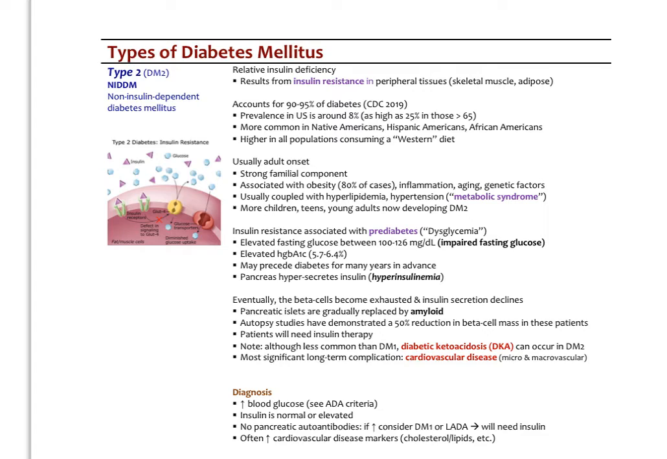Now, type 2 diabetes, DM2, again, an older acronym is NIDDM, non-insulin dependent diabetes mellitus. This is much more common, and this results from peripheral insulin resistance, typically in skeletal muscle and adipose tissue. And this accounts for up to 90 to 95% of all diabetes, according to the CDC. The prevalence in the US is around 8%, but in populations over 65, it's as high as 25%. It's more common in Native American, Hispanic American, and African American populations in the US, and it's higher in all populations around the world consuming a Western diet.